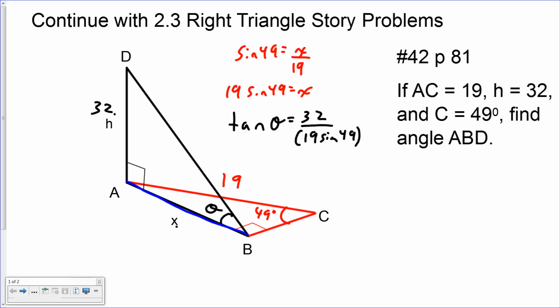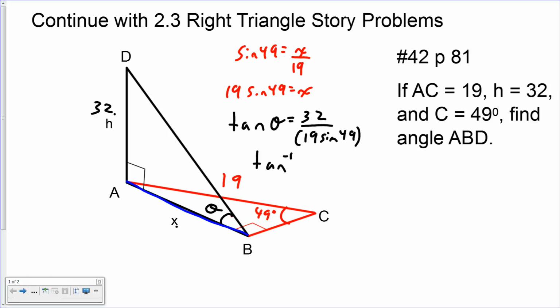I put this in parentheses on the bottom to remind me when I use my calculator, I have to put that whole denominator in parentheses so the calculator follows the order of operations. If I did not put them in parentheses, it would take 32 divided by 19 and then multiply that number by sine 49 on your calculator. It can't read your mind. So what you really have to do is put it in parentheses so the calculator knows.